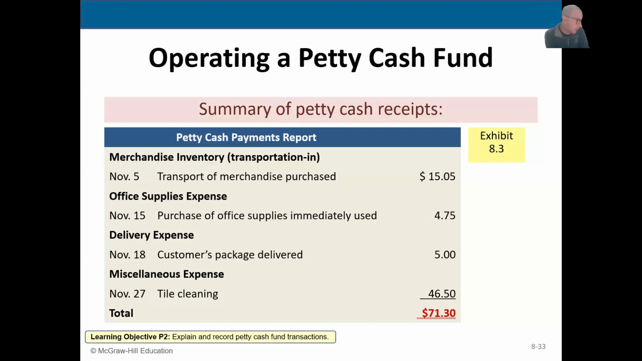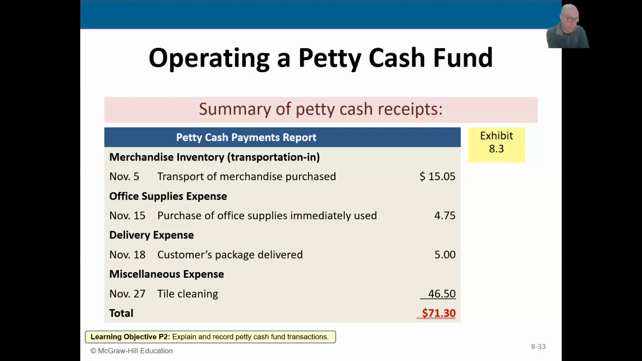$7.75. Another delivery expense, $5. Tile cleaning. Something happened. We had to get the tiles cleaned at the corner store. Okay. Throughout the month, we spent $71.30 of cash from the petty cash fund.